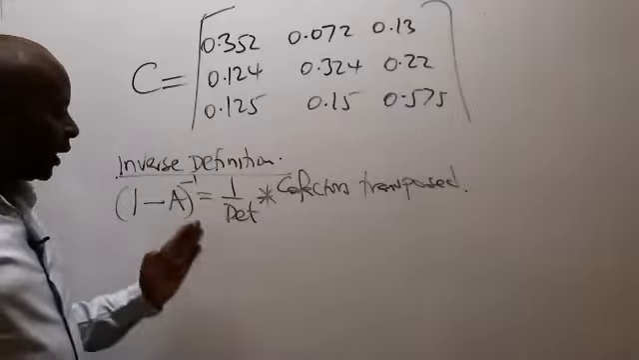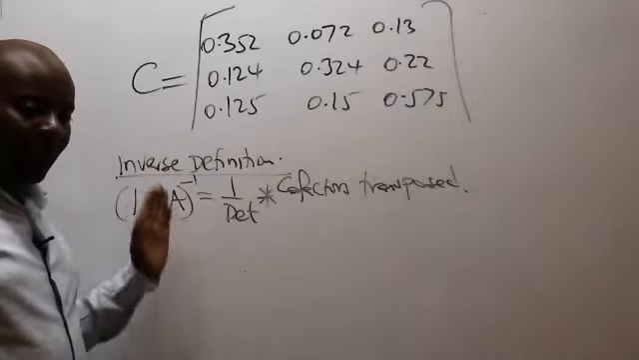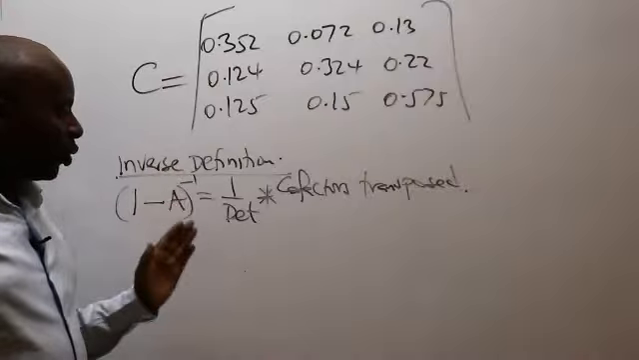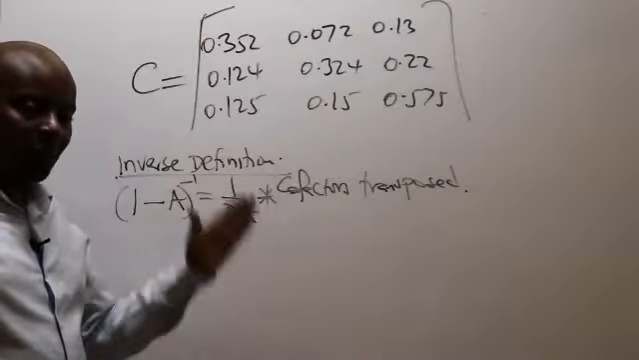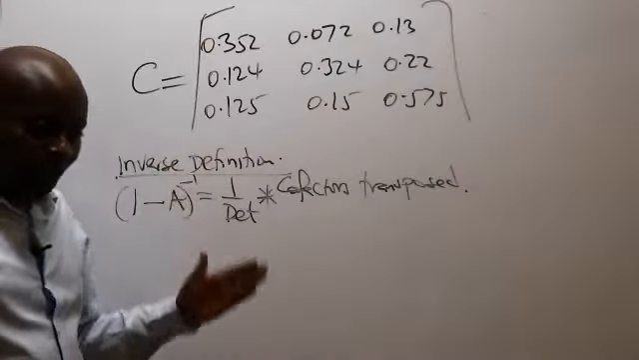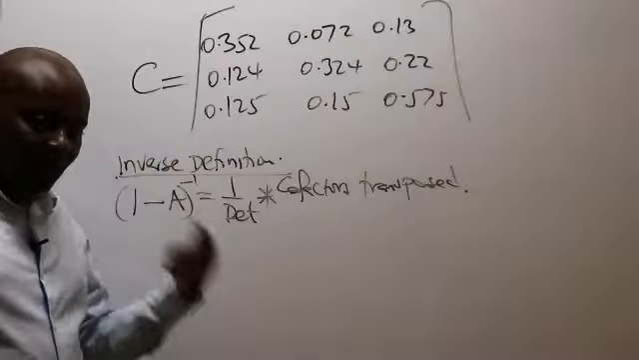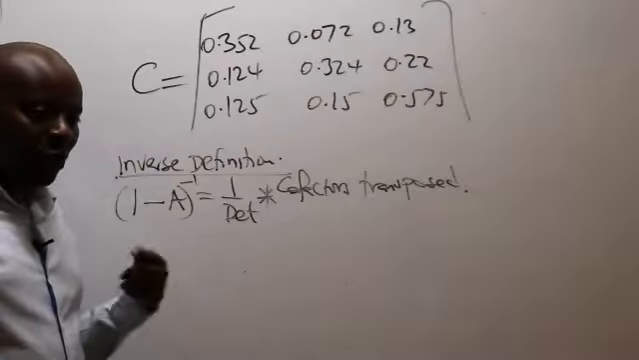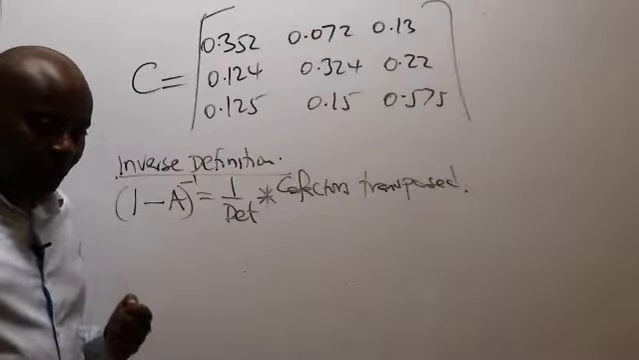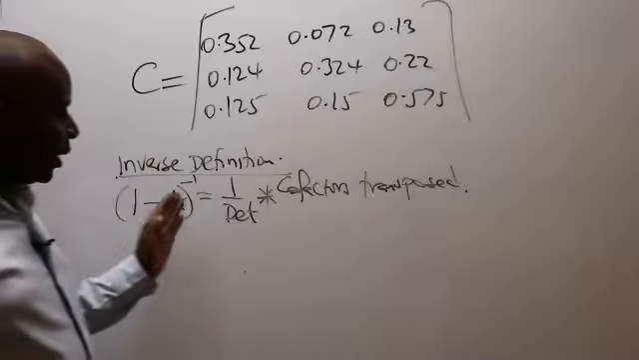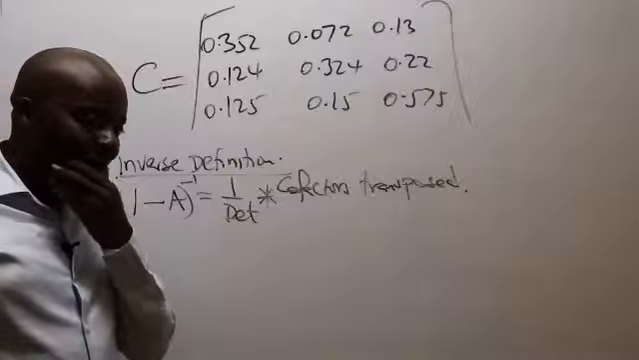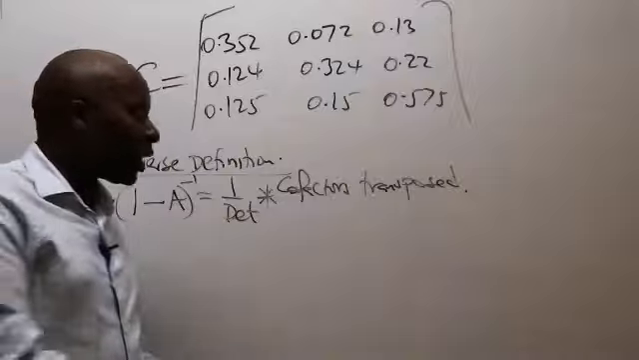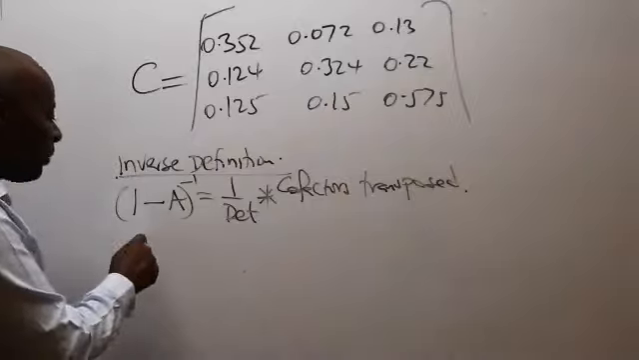So (I minus A) inverse equals 1 over the determinant times cofactors, done something special, times cofactors transposed. So (I minus A) inverse will be equal to 1 over the determinant times the cofactors done what here? Transposed.